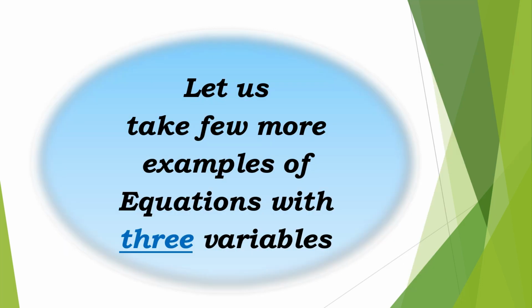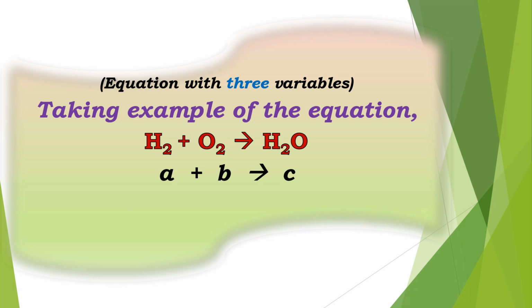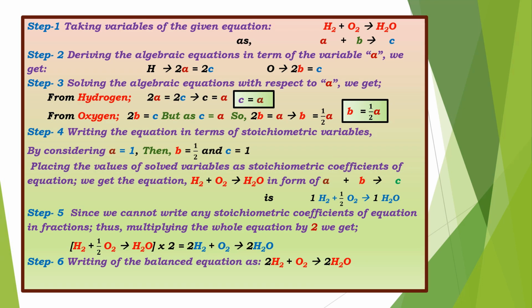Let us take a few more examples of equations with 3 variables. Taking the example of the equation hydrogen plus oxygen forms water. Step 1. Taking variables of the equation H2 plus O2 gives H2O as A plus B gives C. Step 2. Deriving the algebraic equations in terms of variable A, we get H: 2A is equal to 2C. O: 2B is equal to C.